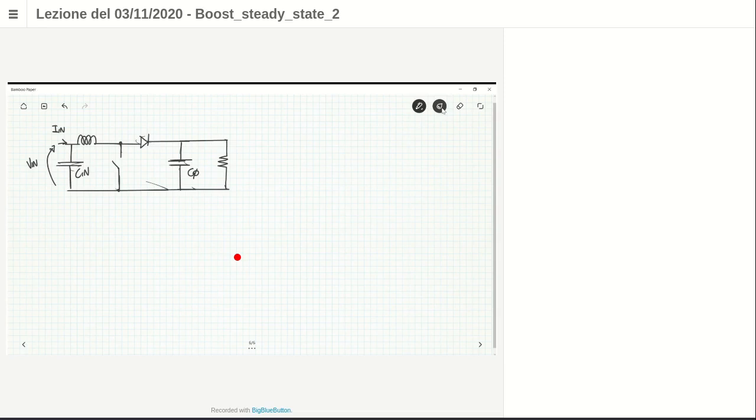So this is the input voltage, input current, C in, L. We have the switch, the diode. This is the diode current. This is the output node. This is I naught, V naught, the resistance, I C naught, the switch. Okay, so this is the boost.